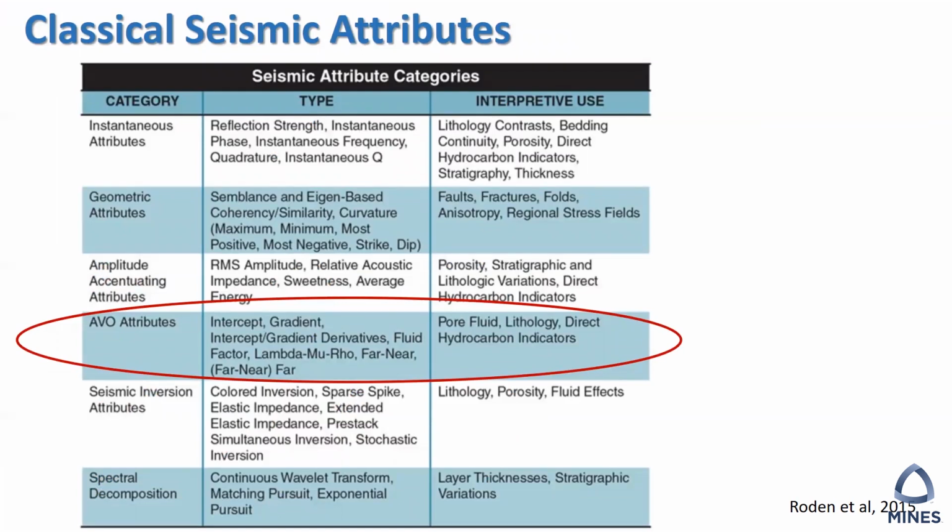Now, the next level of attributes is what we call AVO attributes. And AVO attributes are using another level of complexity, which is looking at pre-stacked data. So all the previous things we were looking at was on stacked data. So you stacked all the offsets available in the data. But in this case, we're going to split the offsets into offset groups and look at these similar attributes we looked at before, but in different offset groups.